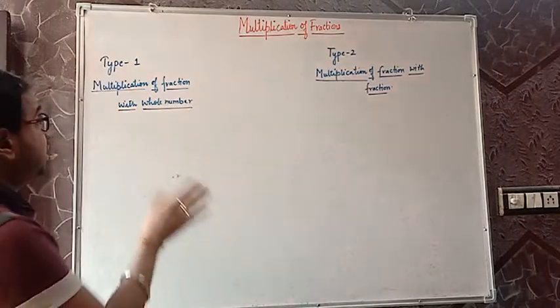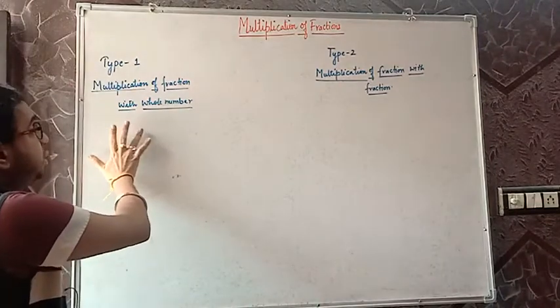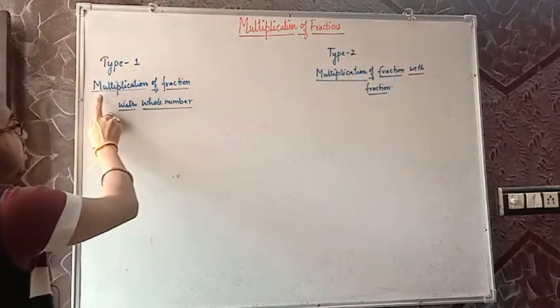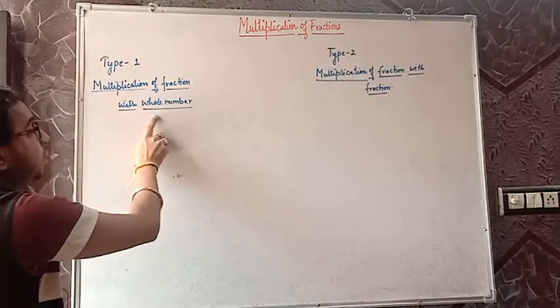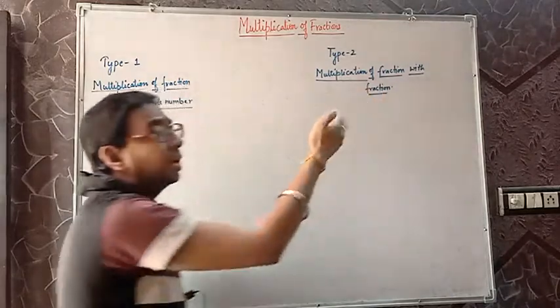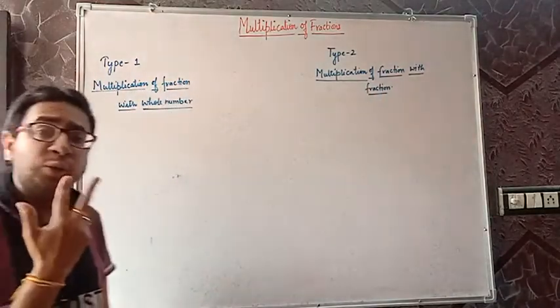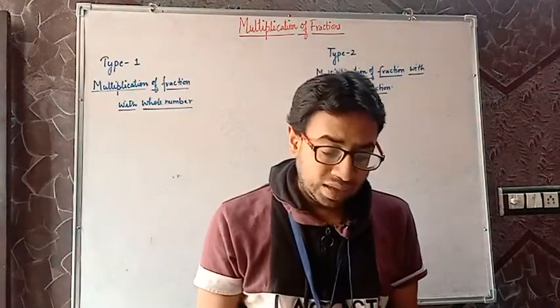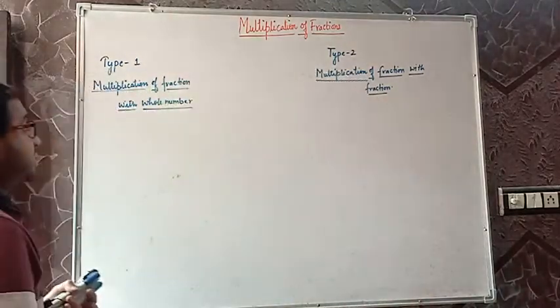I have segregated multiplication into two types, type 1 and type 2. In type 1, we will be discussing the multiplication of a fraction with whole numbers, and in type 2, multiplication of a fraction with another fraction. If we multiply two fractions, or a fraction with a whole number, how do we do it? Let's see a question based on this.